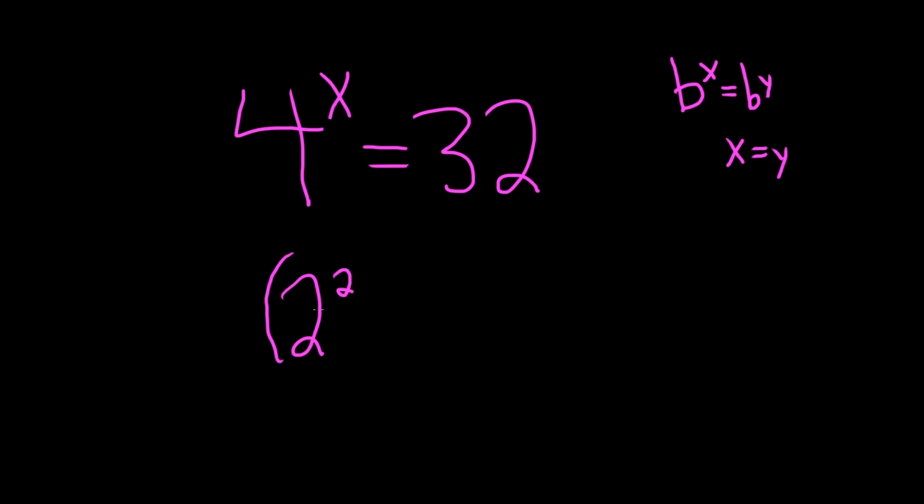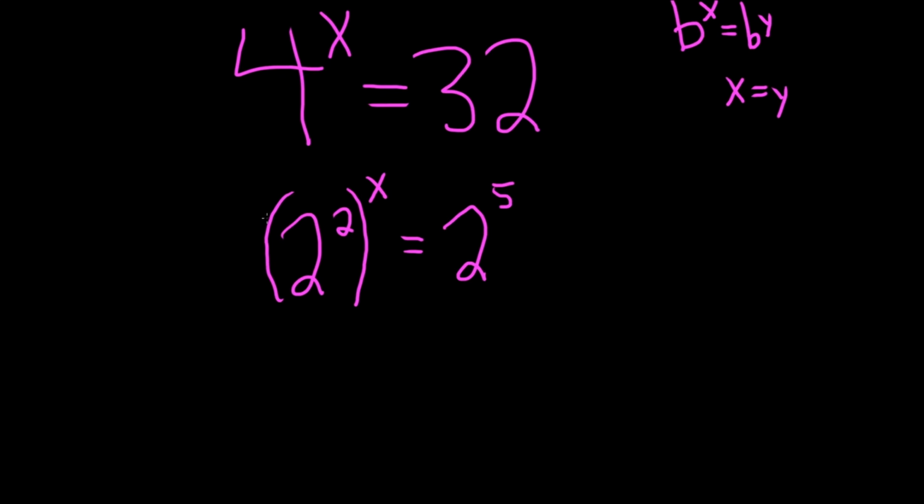So we'll replace the 4 with a 2 squared and keep our x here. And then 32 is actually 2 to the 5th. So this is 2 to the 5th power. Now we're almost there, we're not quite there. We have to actually simplify this left-hand side.